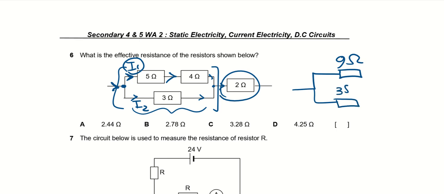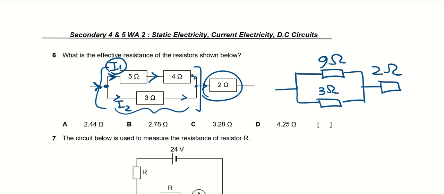So I don't do anything to the 3 ohm below. I also don't do anything to the 2 ohm. So now, the 9 ohm and the 3 ohm are in parallel. So let us solve it first. So we get, let me do my math, 9 and 3, you will get 27 over 12.